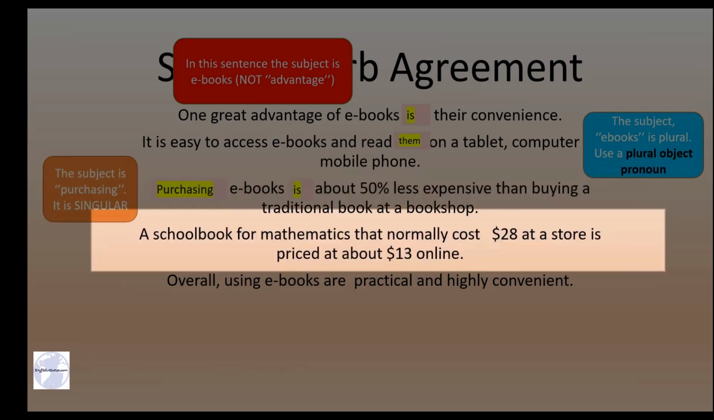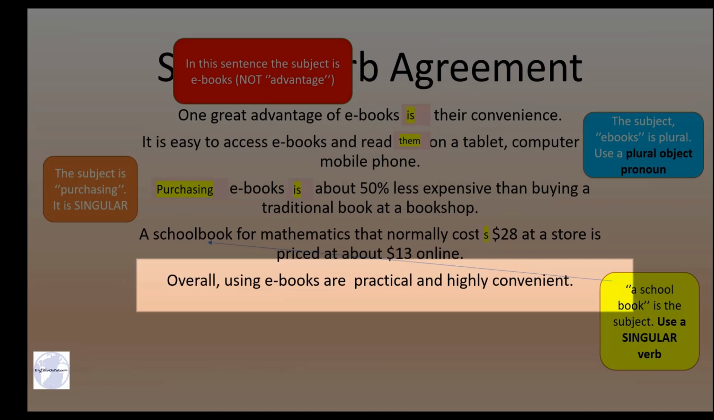Look at the next sentence. What's the subject of the next sentence? Is it mathematics or is it school book? So it is school book. That is the main subject. So we use the S after cost because this is a singular subject.